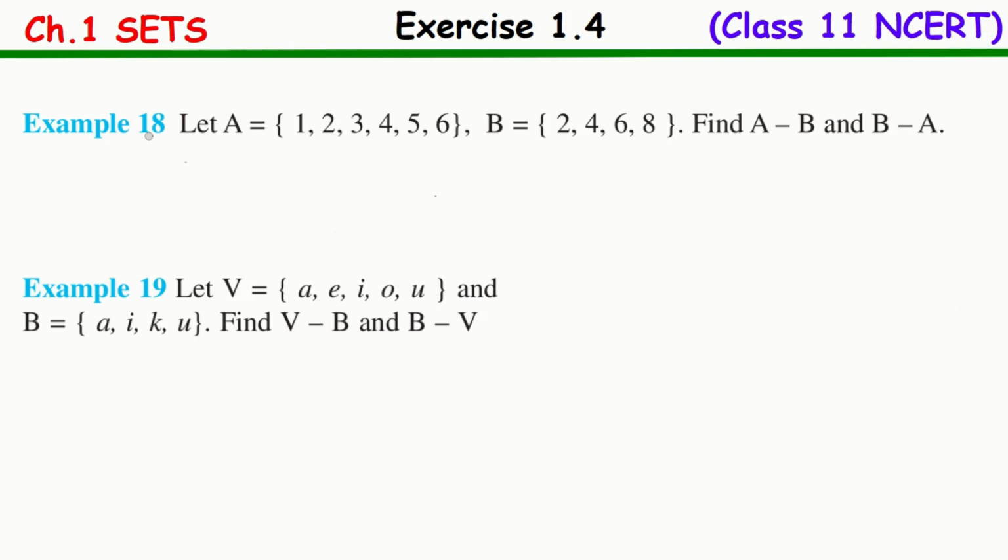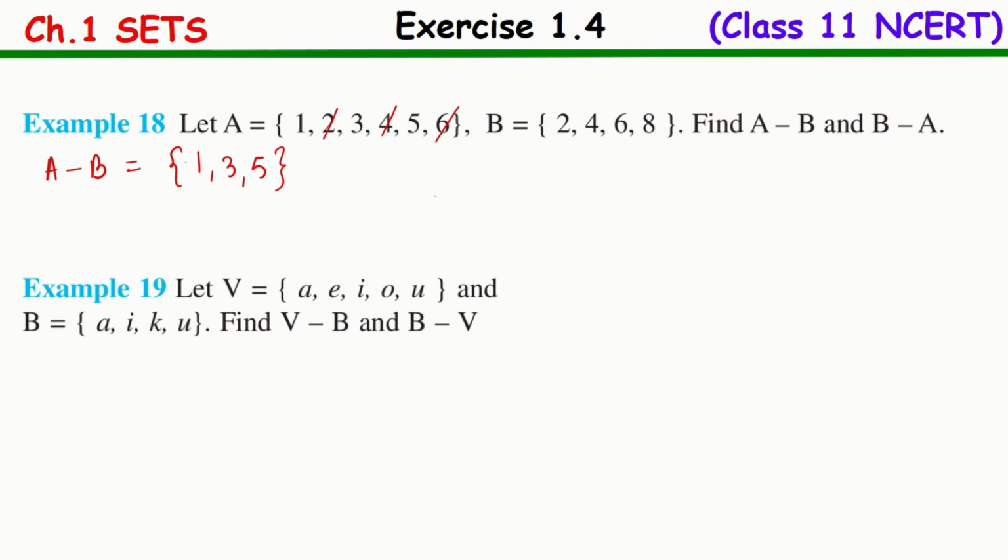Example 18: we have sets A and B. We have to find A minus B. A minus B means we have to remove the elements of B which are present in A. So B has element 2, so we have to remove 2 from A. Then B has element 4, we have to remove 4 from A. Then B has element 6, we have to remove 6 from A. Then B has element 8, but 8 is not present here already, so there is nothing to remove. So A minus B will be 1, 3 and 5.